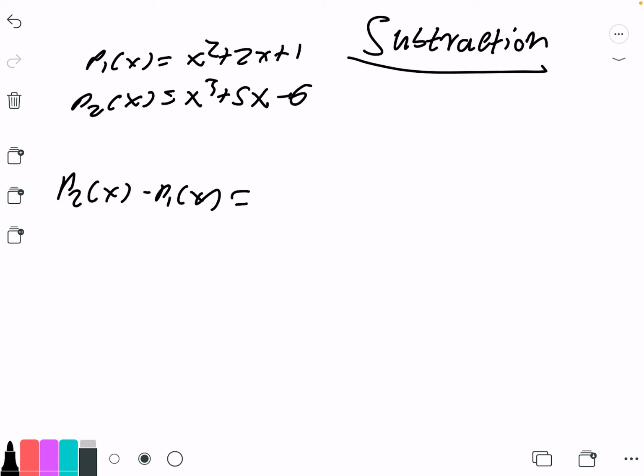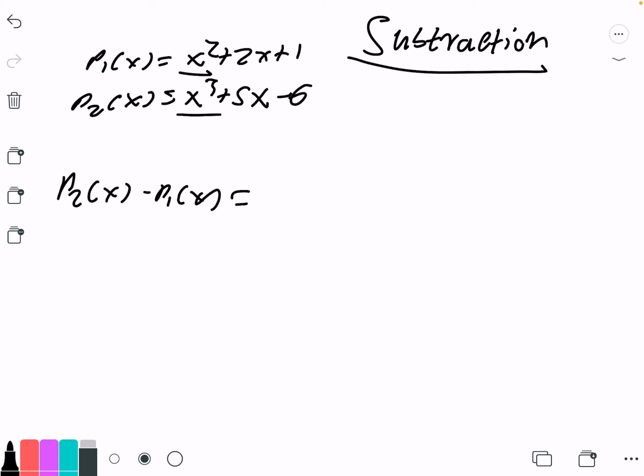So for this, we do the exact same thing, except instead of adding the like terms, we subtract them. So I've chosen P2 of x minus P1 of x for a reason. The degree, or the value of the highest power in P2 of x, is greater than the degree for P1 of x. 3 is bigger than 2. And this way we'll get a positive answer, which I think is just less writing.